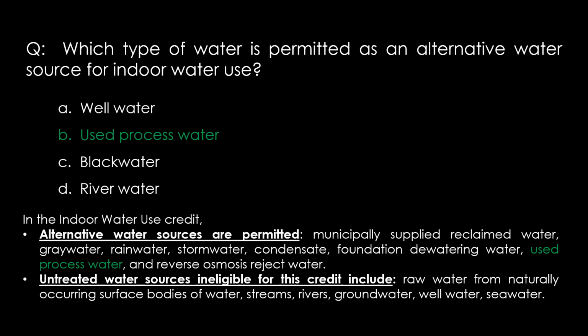In the indoor water use credit, alternative water sources which are permitted are municipally supplied reclaimed water, graywater, rainwater, stormwater, condensate, foundation dewatering water, used processed water, and reverse osmosis reject water. The untreated water sources which are ineligible for this credit include raw water from naturally occurring surface bodies of water, streams, rivers, groundwater, well water, seawater, etc.